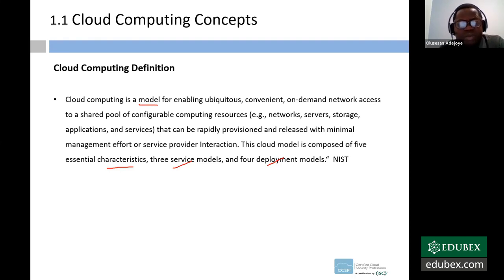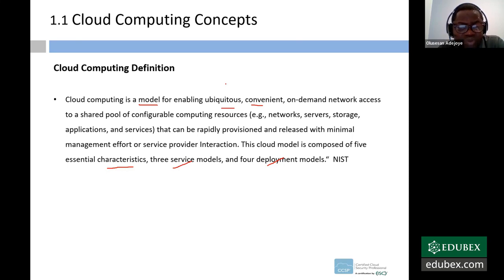When we talk about a model, it means a guide, a template, a reference for enabling ubiquitous, convenient, on-demand network access to a shared pool of configurable computing resources. Now, when we talk about ubiquitous, it means that cloud computing is time decoupled and location decoupled. You can access it anywhere in the world, unlike your on-premises computing environment, which is restricted to the enterprise environment. In cloud computing, you can access it from any part of the globe, and you can access your resources anytime. So it is location decoupled, and it is time decoupled.